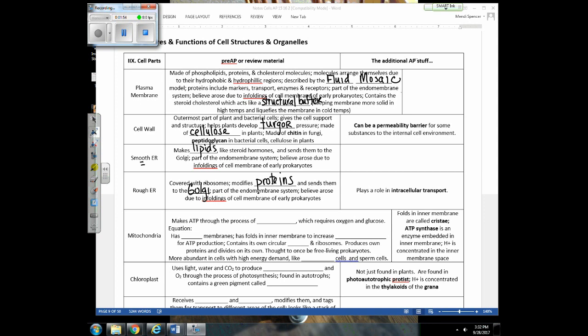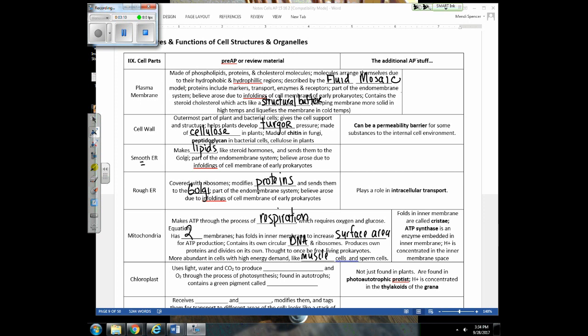The mitochondria makes the ATP through the process of respiration. This requires oxygen and glucose. The mitochondria has two membranes. The inner membrane is folded, and this is to increase surface area so we can have those ATP synthase molecules for the ATP production. It has its own DNA, and it's circular, just like bacteria DNA. It has its own ribosomes. We find an abundance in cells with high energy demand, like muscle cells. We just talked about sperm cells.